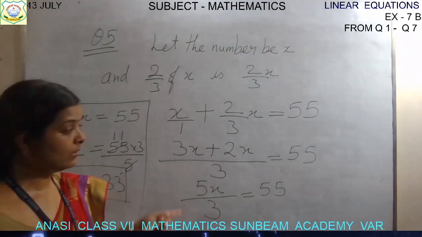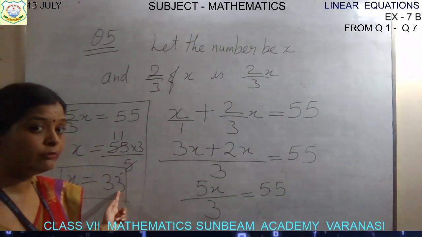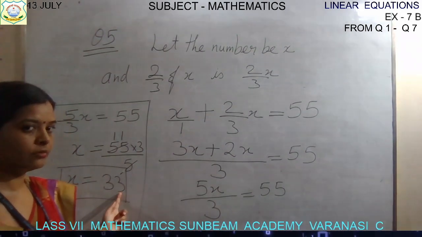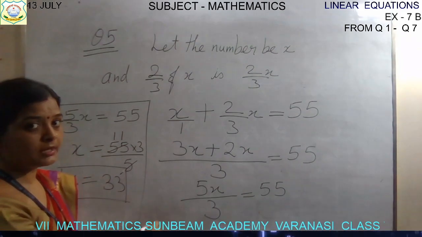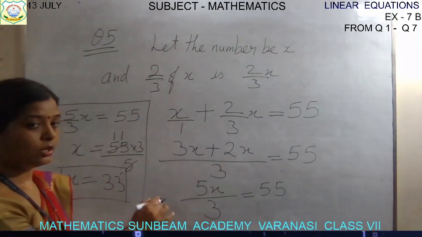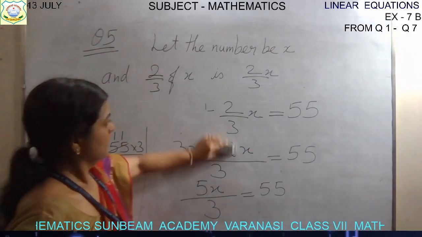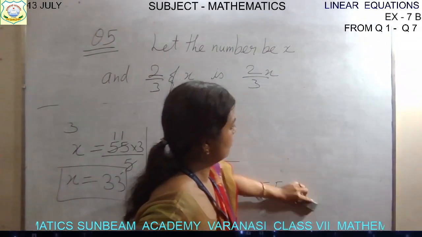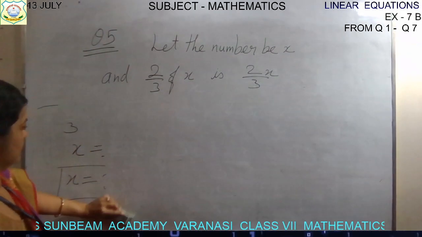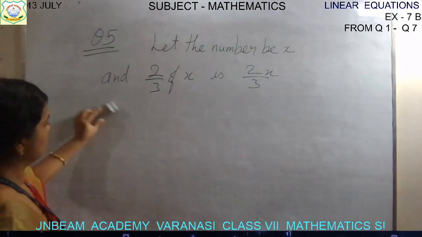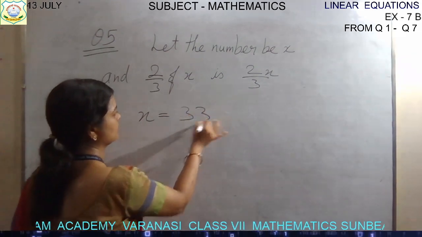Let's find out whether this 33, when added with its 2/3, will give you 55 or not. Come on, let's do it. After writing the statement that hence the given number is 33, just check it. How? I am going to tell you. Now my number is how much, children? The number is 33.